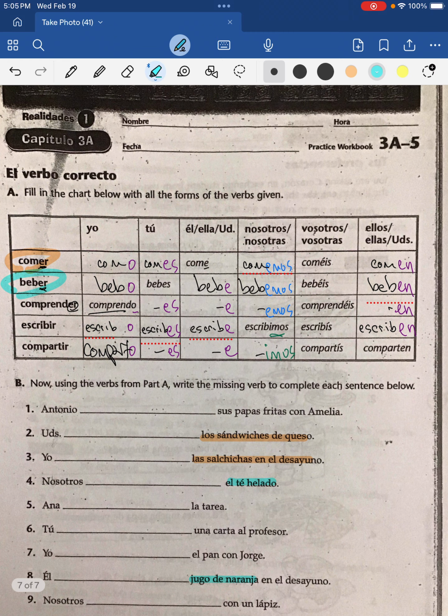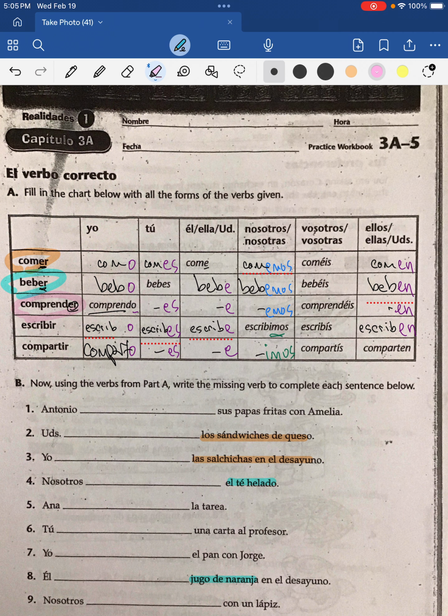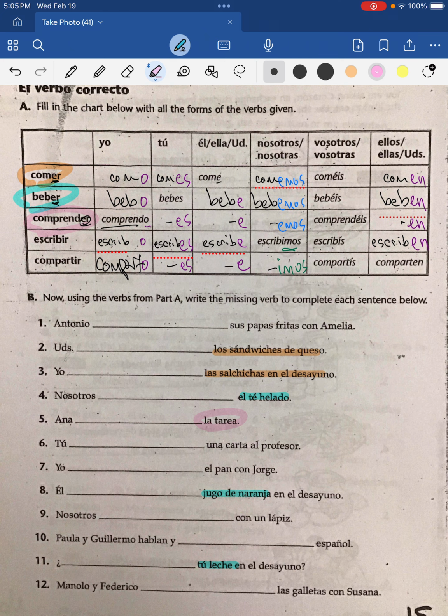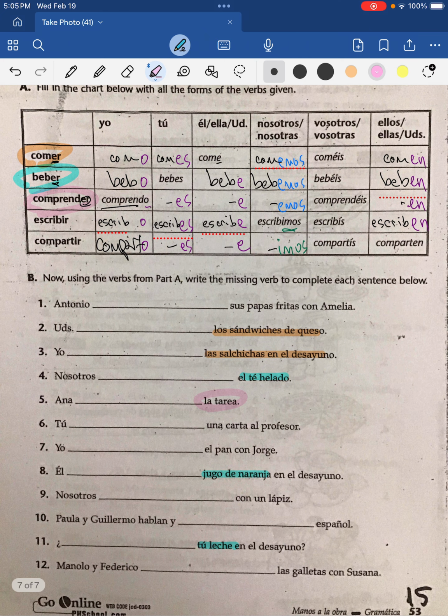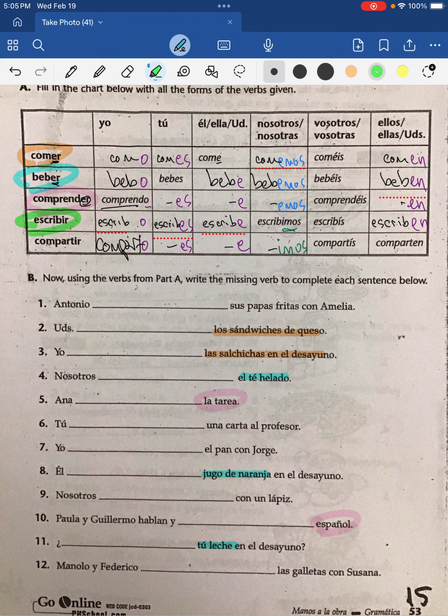All right, what else? Comprender, to understand. What do I understand? What do I comprehend? French fries? No. Homework. What else do we understand? Español. All right. Escribir. We're writing. When we write a letter to the professor? Sure. We write bread? No. Con un lápiz? Oh, sí. All right, so we've got a couple items left.